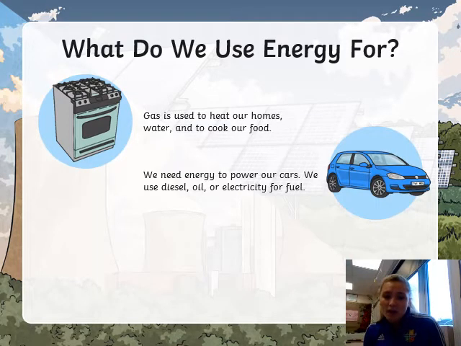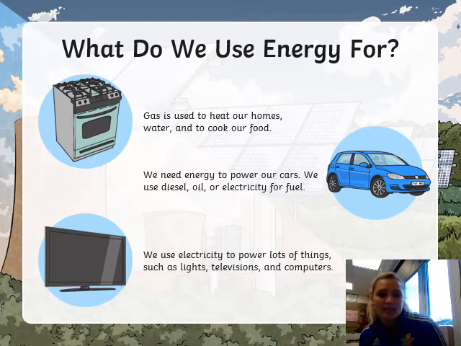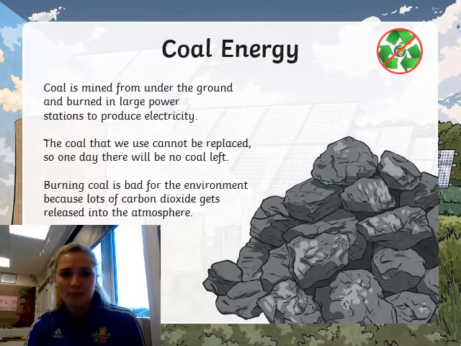Okay, we need energy to power our cars. So our diesel, our oil, petrol, and now they're starting to look at electricity, but up till this point they've always been diesel or petrol or oil cars, so that your cars can run as long as possible on the roads. And we also have electricity to power lots of things such as lights, televisions, computers, as well as lots of other appliances that you've got in your homes.